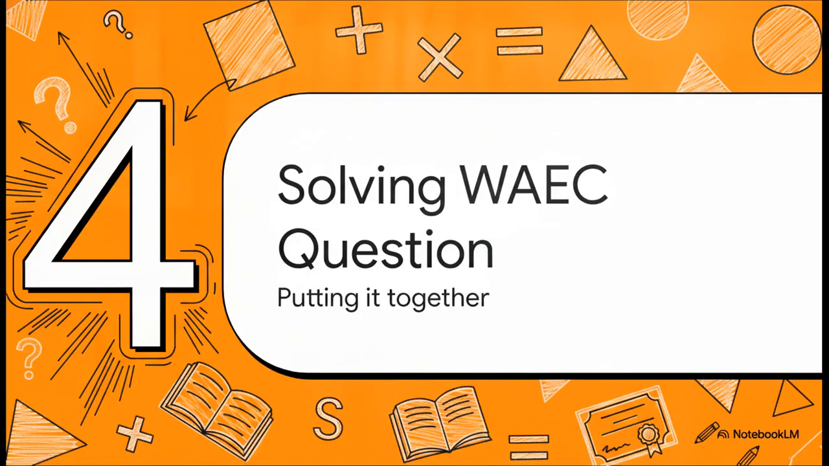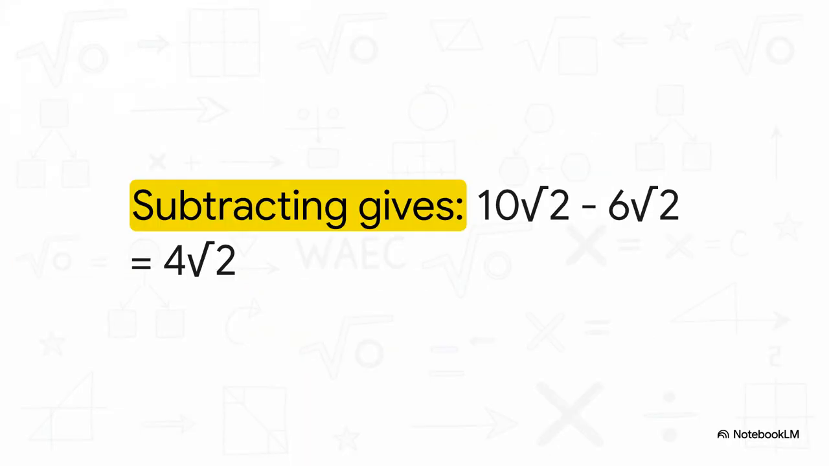Section 4. Solving the WAEC question. Notice how incredibly easy the math gets once we've simplified everything? The original problem asked us to subtract one from the other. Let's just swap in our new clean versions. 10 root 2 minus 6 root 2. My dear students, whenever those leftover roots are exactly the same, you just treat that root 2 like a letter variable in algebra, like an x or a y.